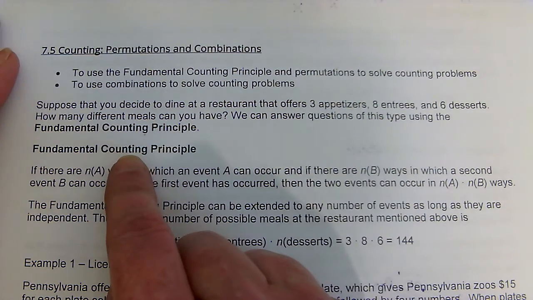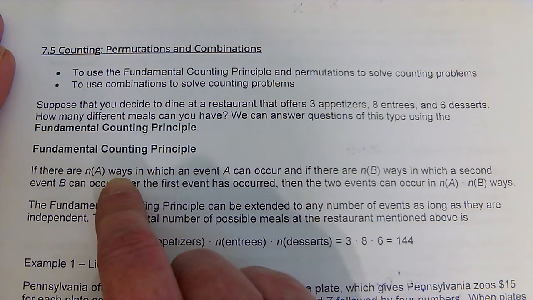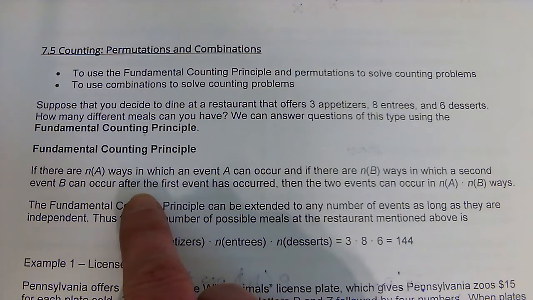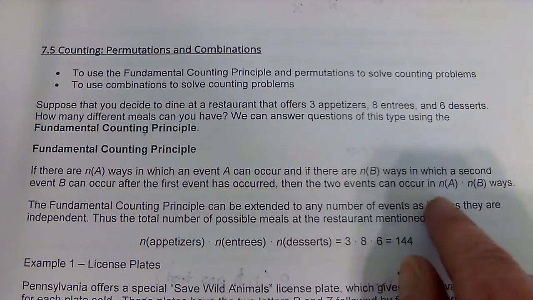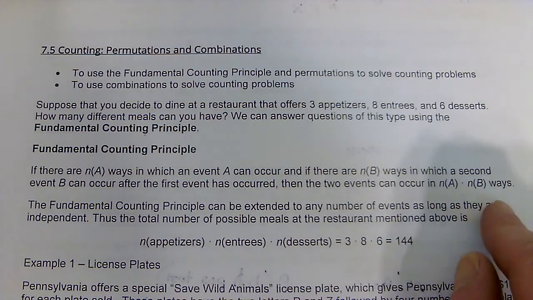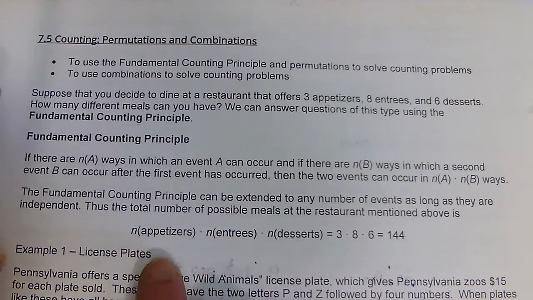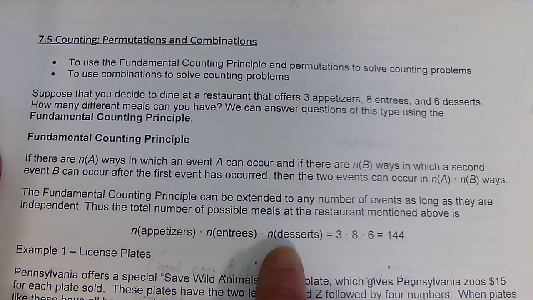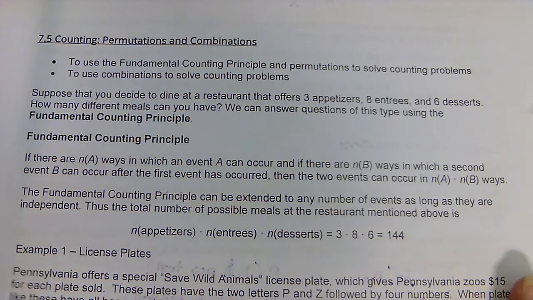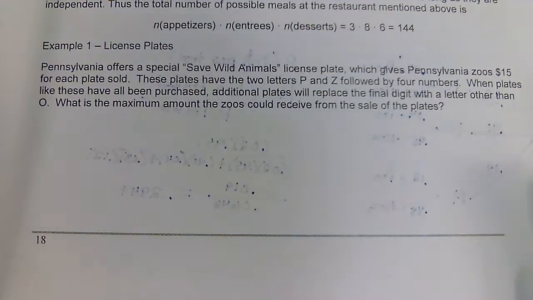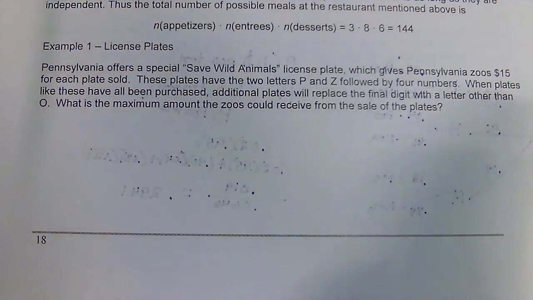But what we're going to use is what is called the fundamental counting principle. And it just says that if there's so many ways to do event A and so many ways to do event B, then they're going to occur in this times this ways. So the number of appetizers was 3, number of entrees was 8, number of desserts is 6. So I'm going to multiply them all together and get 144. You know those commercials when they say there's so many thousand possibilities? This is how they figure out the number of ways you can order from Baskin Robbins or whatever.